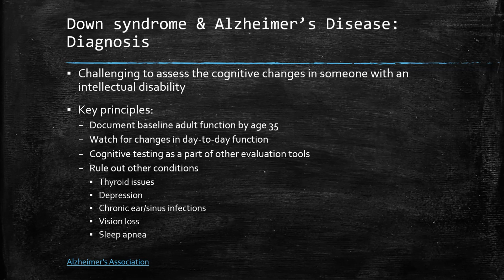And oftentimes physicians want to make sure that they rule out other conditions. So cognitive changes could be caused by thyroid issues, by depression, by chronic ear or sinus infections. Vision loss or sleep apnea can also cause some behavioral changes. So physicians would want to rule all of that out first.